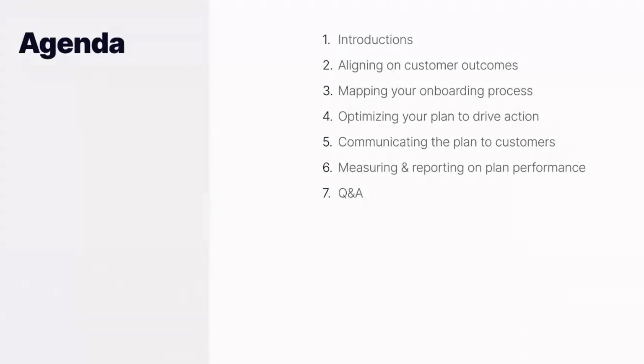But we're going to go through how to get started aligning on customer outcomes, how to map out the onboarding process that's going to line up with that, and optimizing that plan to drive action. That's something that we see a lot: folks put a plan in front of a customer, and then what happens when a customer actually needs to do the things? How do you make sure they don't get stuck along the way and they're actually getting to those outcomes? How do you communicate that plan to customers? And then measuring and reporting on plan performance.